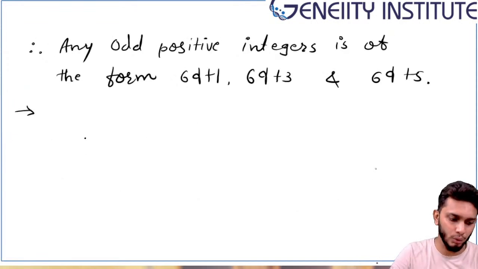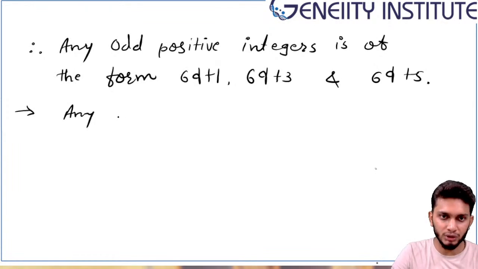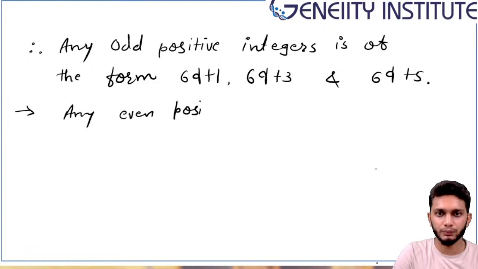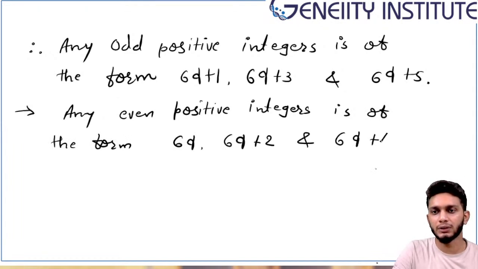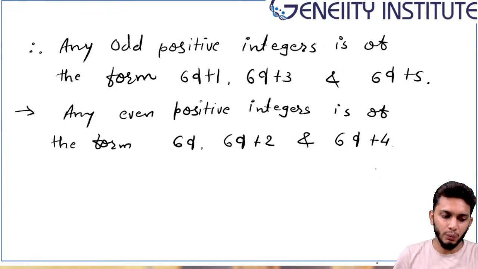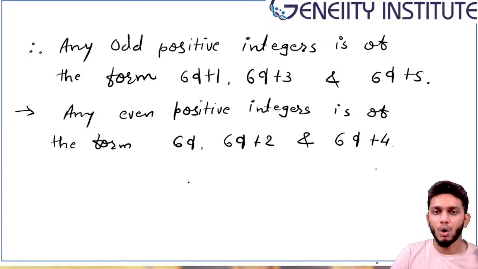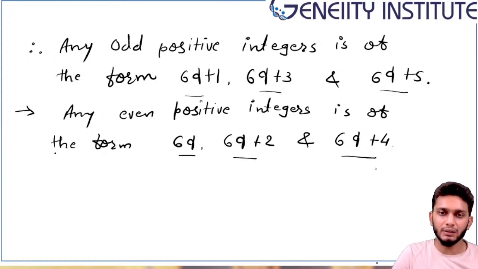So we can write another statement also: any even positive integer is of the form 6q, 6q+2 and 6q+4. Any odd positive integer can be written as 6q+1, 6q+3 and 6q+5, and any even positive integer can be written as 6q, 6q+2 and 6q+4. When we take the divisor 6.